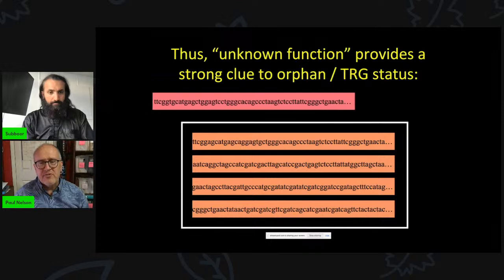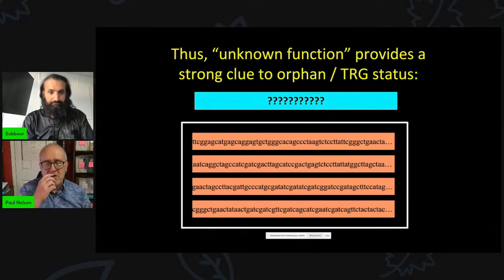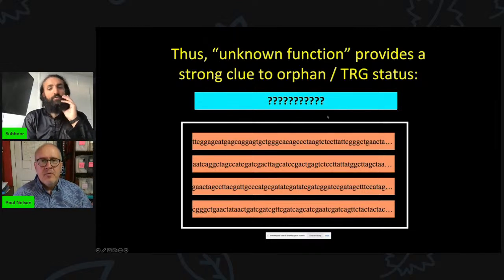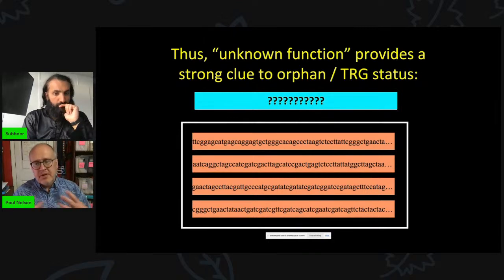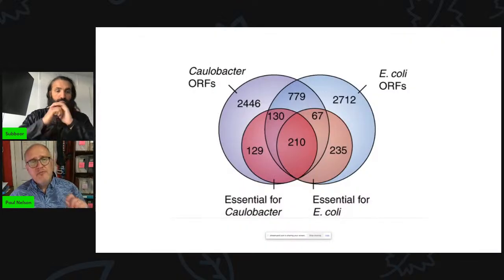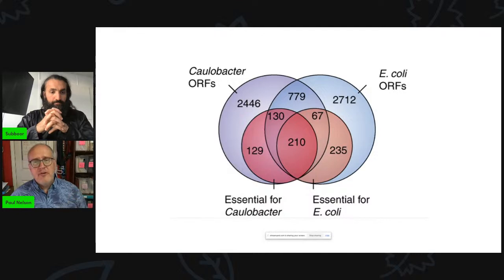Except with orphans, there is no associated function because there's no associated match. Using BLAST or some other matching algorithm, we find no hits in the database, telling us, because there's no function, it's probably an orphan, at least when we first sequence it and submit it for matching. So that's why unknown function is a strong clue that you may be dealing with an orphan.